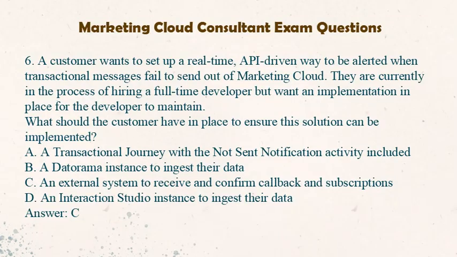6. A customer wants to set up a real-time, API-driven way to be alerted when transactional messages fail to send out of Marketing Cloud. They are currently in the process of hiring a full-time developer but want an implementation in place for the developer to maintain. What should the customer have in place to ensure this solution can be implemented? A. A transactional journey with the not sent notification activity included. B. A Datorama instance to ingest their data. C. An external system to receive and confirm callback and subscriptions. D. An Interaction Studio instance to ingest their data. Answer: C.